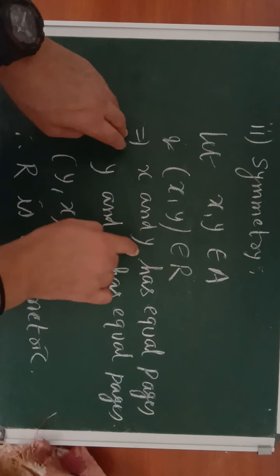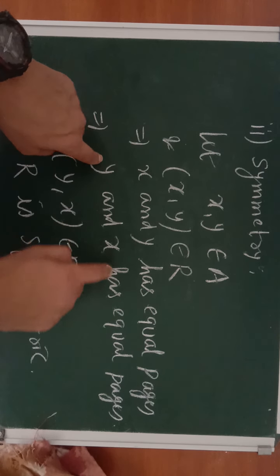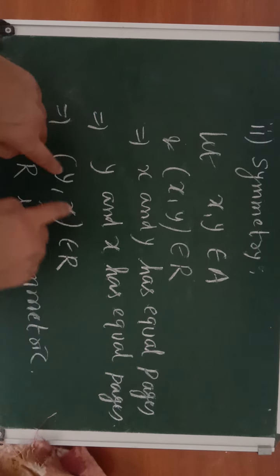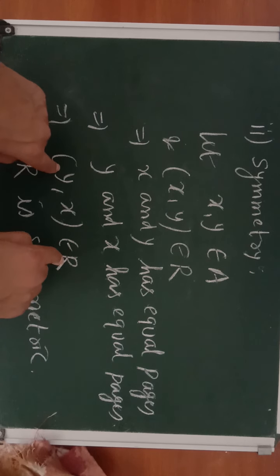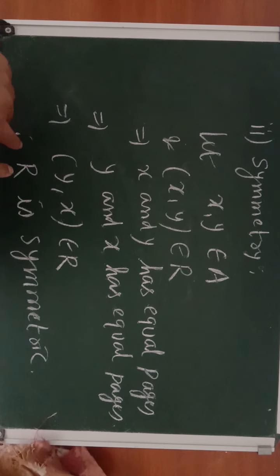If x and y have an equal number of pages, why not y and x? Okay, y will also have an equal number of pages as x. This means (y, x) belongs to R. And now we started with (x, y) and you have reached (y, x). This means R is symmetric.